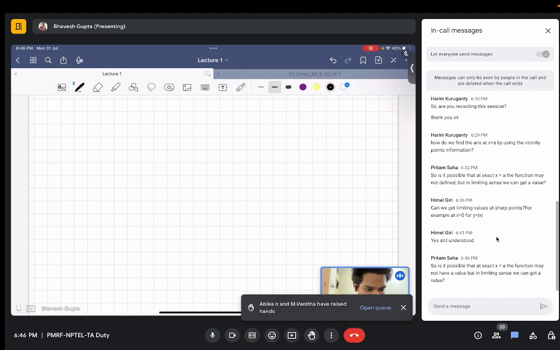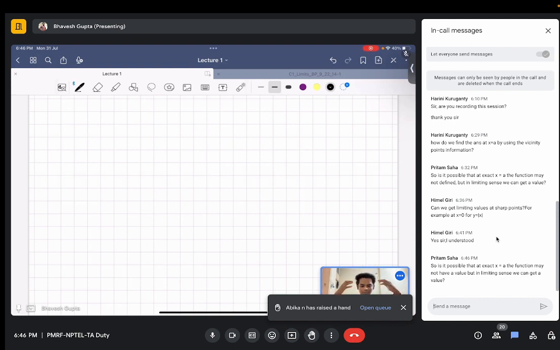So is it possible that exactly at x equal to a, the function may not have a value, but in the limiting sense we can get a value? Yes. Exactly at x equal to a, you might not have an exact value, but we study the limiting cases. Limiting cases basically means we study the vicinity of that point, and if we find the values in the vicinity of that point are the same, then we conclude that the value at exactly x equal to a is also the same.